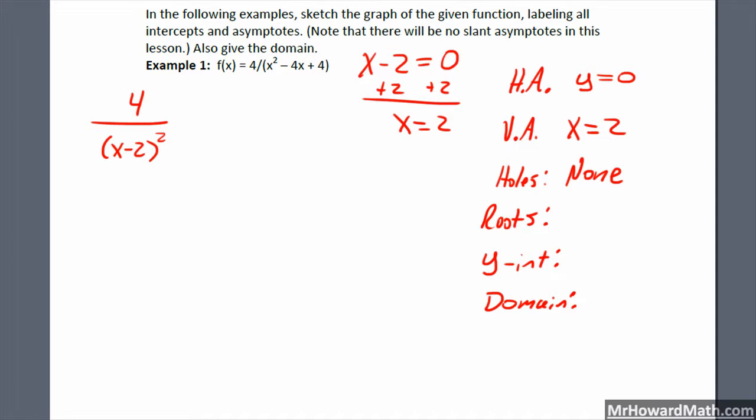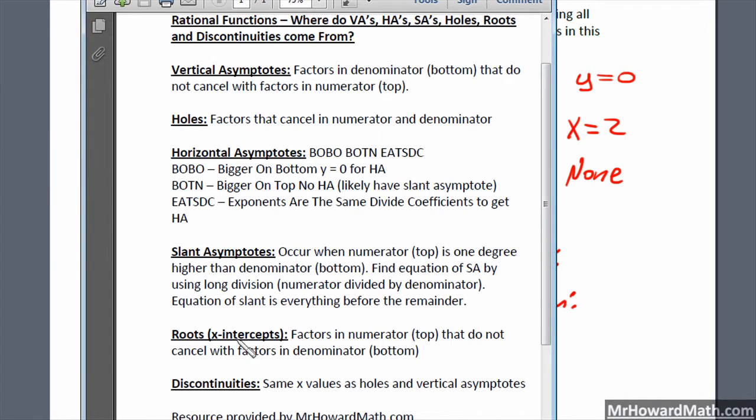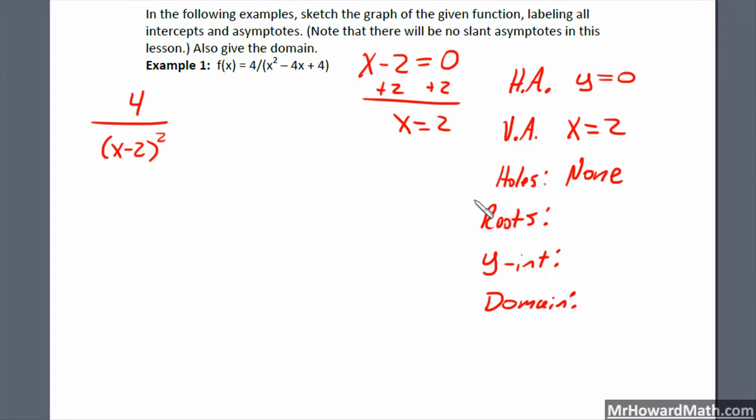Alright, now roots of the function. The roots, the x-intercepts, are factors in the numerator, top, that do not cancel with factors in the denominator. So we don't have any factors in the numerator up here, so we have no x-intercepts, none, no roots.